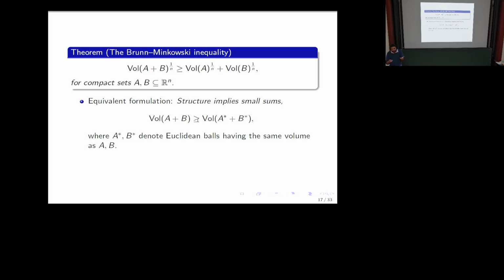So if A and B are sets, and A star and B star are balls with the same volume as A and B, then the volume of A plus B is bigger than the volume of A star plus B star. This is the Brunn-Minkowski inequality.